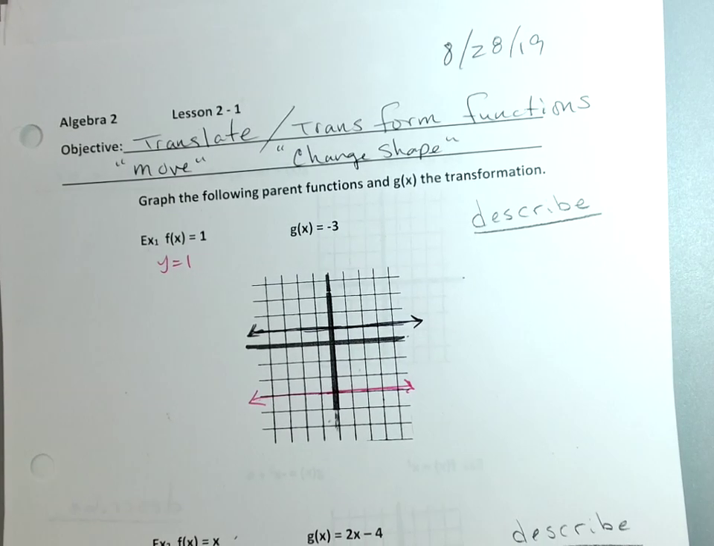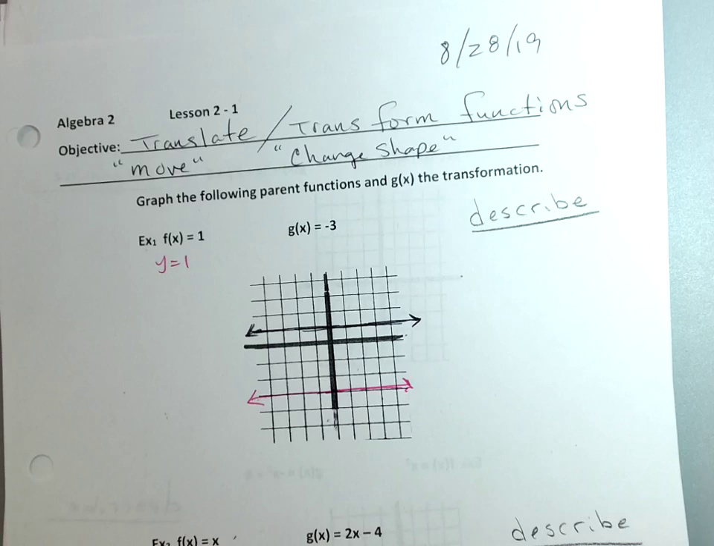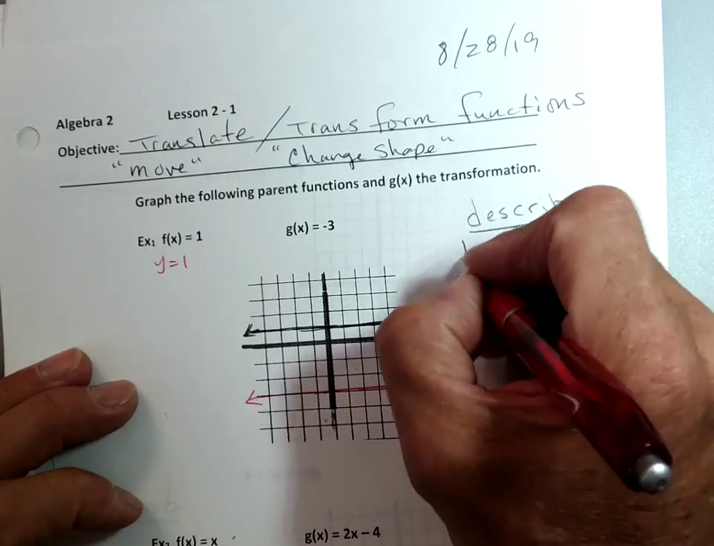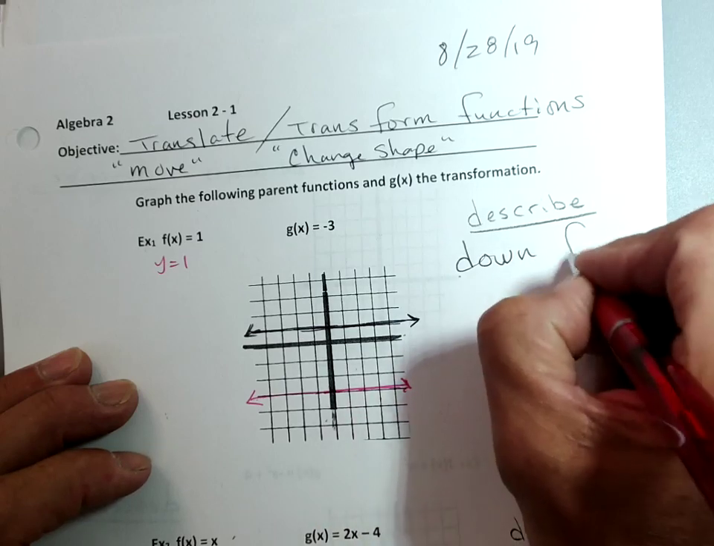So describe it. What happened? Just use words. What do we do? You're not going to move it down 3 from the original spot. We moved it 4. Nice job. We moved it 4, didn't we? So describe it with words: it just went down 4. Are we good with that?